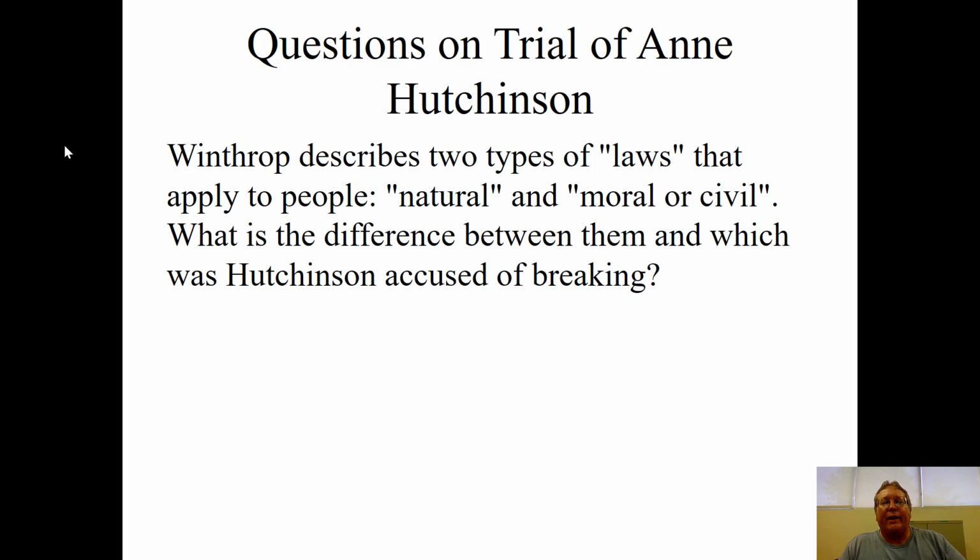So Anne Hutchinson is actually going to be accused of breaking a lot of these moral and civil laws. But she's also going to be accused of breaking some natural laws. So they're really upset with her, right? She's going to be basically breaking all laws whatsoever. Laws of nature, there's just the way people are, and then laws given to us by God to help us run a godly society. She's broken them all.